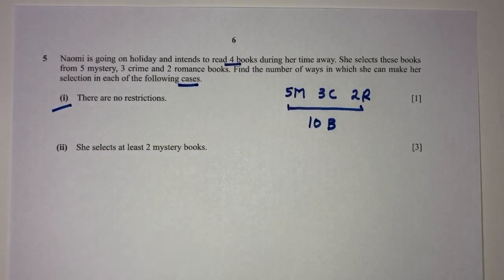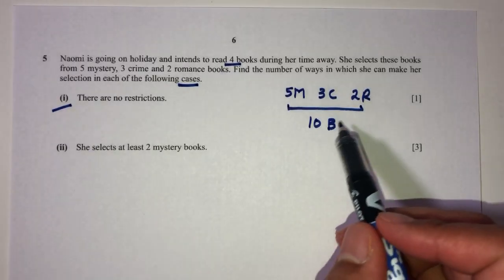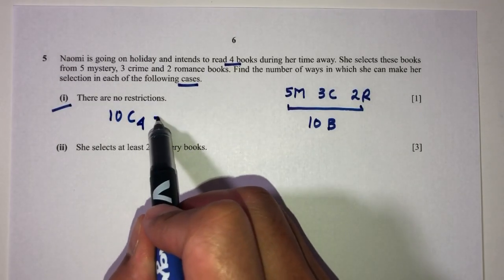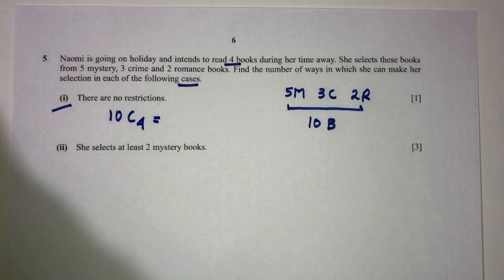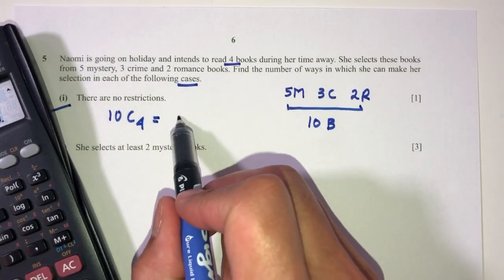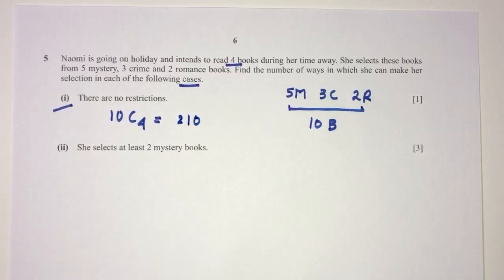First one, if there's no restriction. So pretty easy. From the 10 books, she has to choose 4 books. So let's find this answer. 10 choose 4 will be 210. So that will be your answer for part 1.